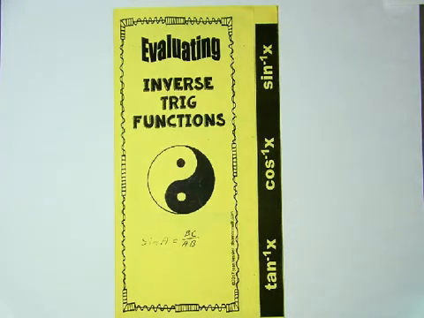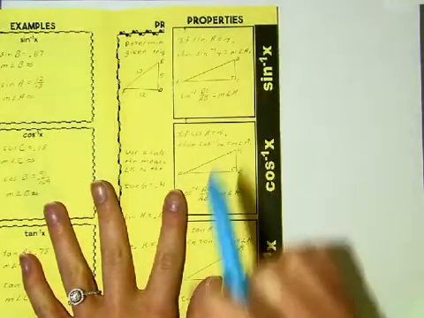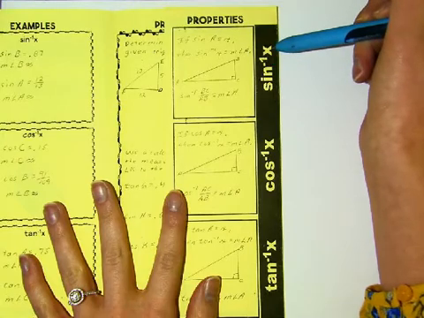Today we are learning about inverse trig functions. So you're going to look at this yellow foldable here. Go ahead and open it up. We're going to start in this top right hand corner where it says sine to the negative 1 of x.